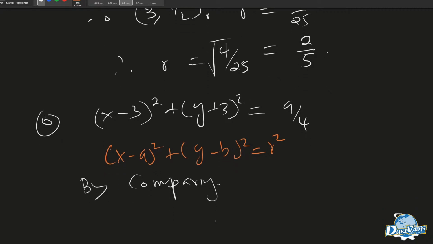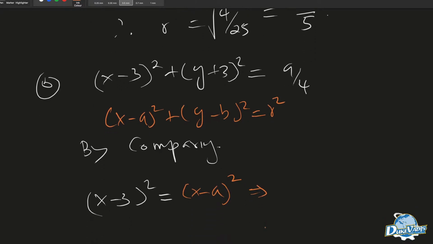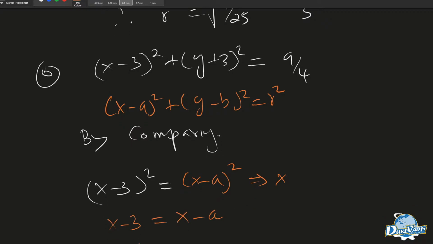So the examiner will ask you to write them down, but you also have to show your working, for A level or O level. You have to show. So over here we have x minus 3 squared. We are comparing it to x minus a squared. So this implies that we are calculating for x. We get x minus 3 is equal to x minus a, meaning a is equal to positive 3.